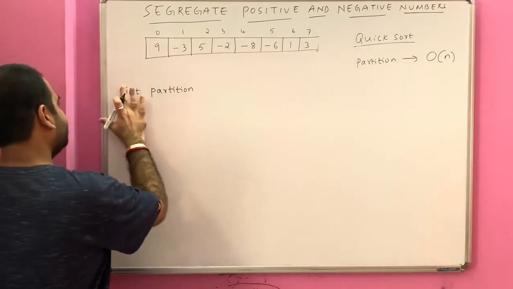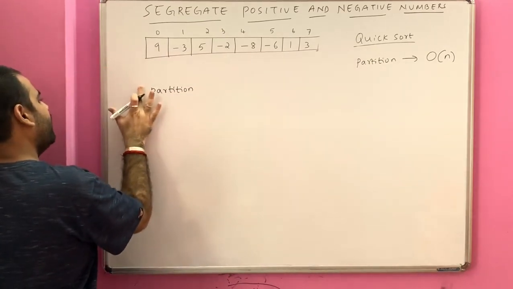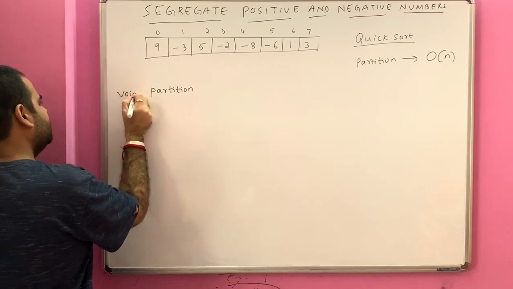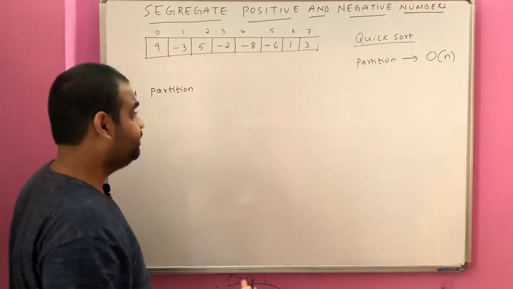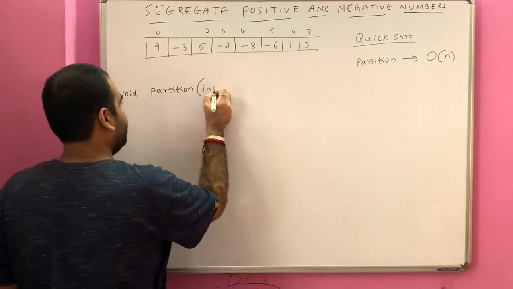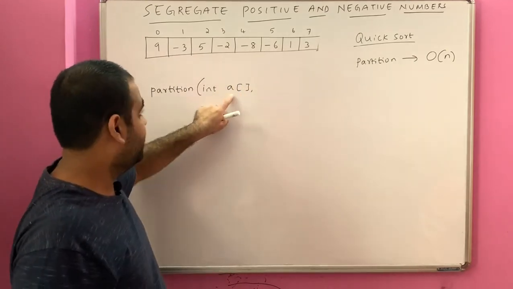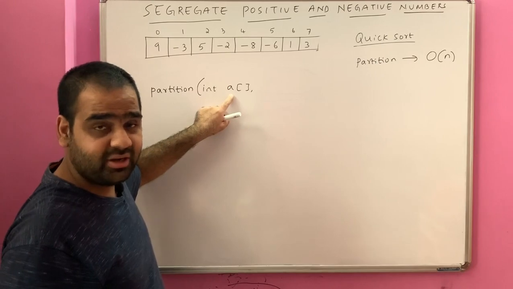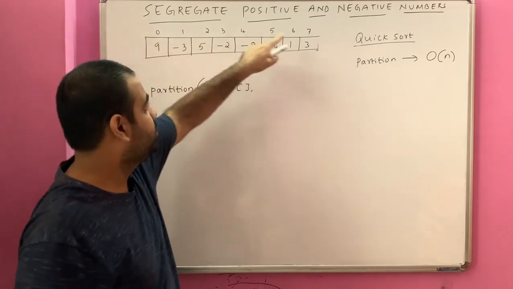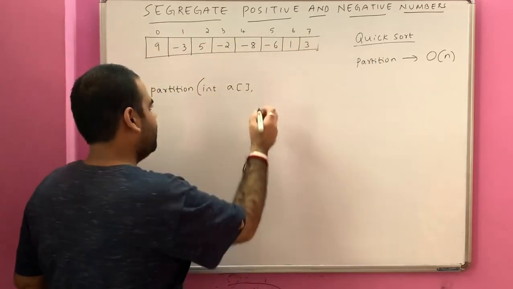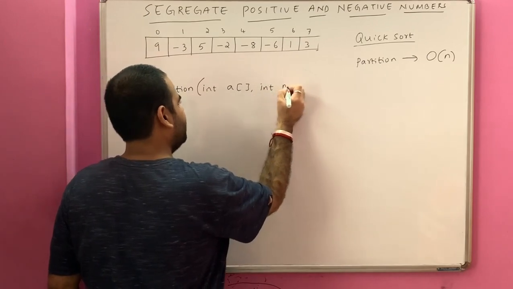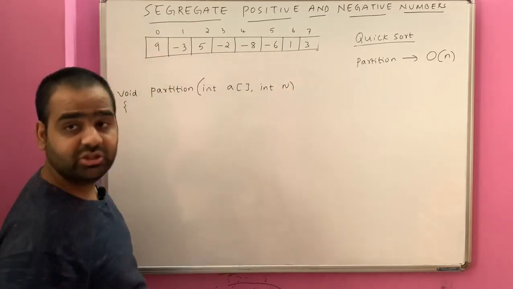We don't need partition index. Therefore, we say void. I just want to partition the array. This is the given array. I want to partition it from the lower index 0 to the higher index n, or I will just say int n. Okay, int partition this.